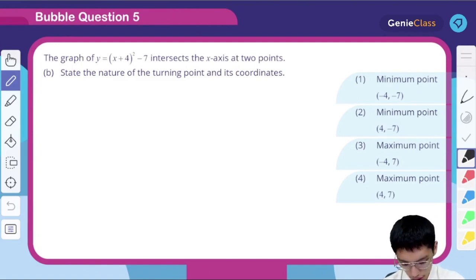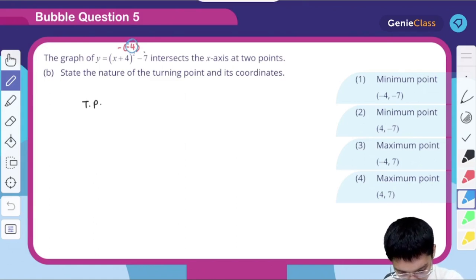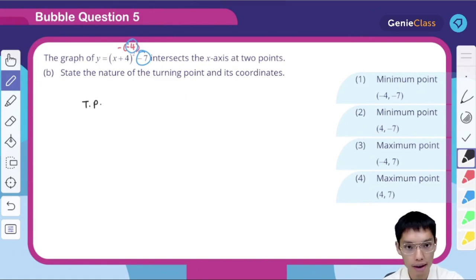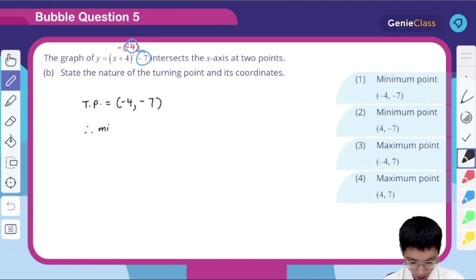I have a mixture of responses that's a little bit worrying, but no worries, let's go through. So turning point, take note, it's going to be (h, k), where h is minus, if I were to rewrite it, minus 4 and minus 7, I will take these 2 values over here. So my turning point is (-4, -7). Now what is the nature of the turning point? Take note, it's positive, so therefore it's a minimum point. Why is it a minimum point?